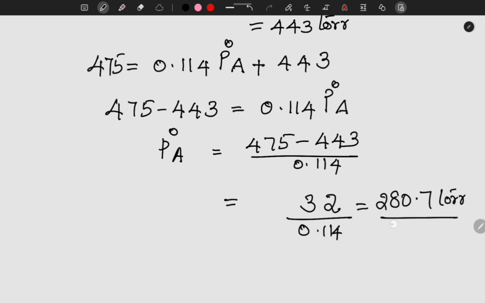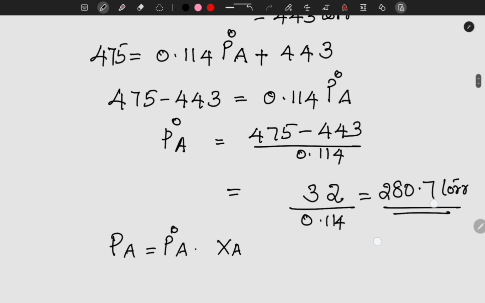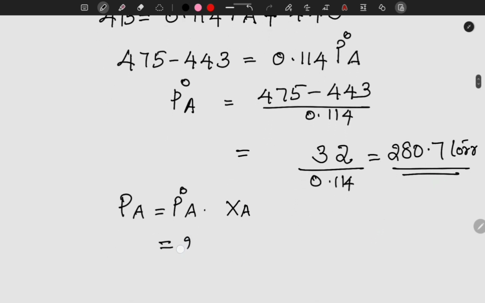280.7 torr. Now we can substitute: PA is equal to P0A into chi A. We got P0A as 280.7 and chi A as 0.114. So when we multiply, we will get 32 torr.